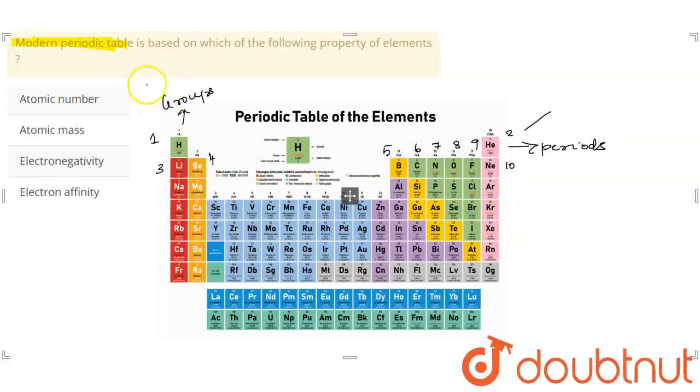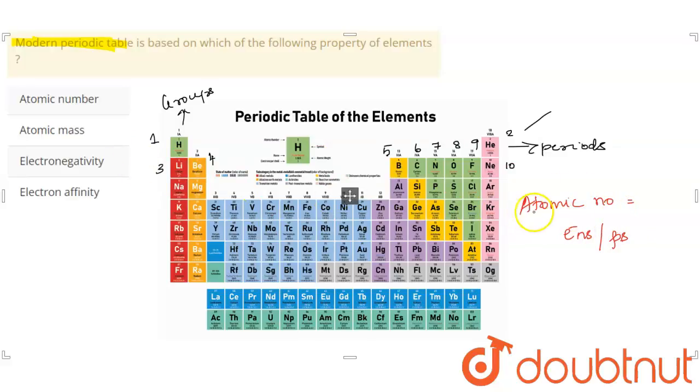So the modern periodic table is based on the atomic number property. They are arranged in the increasing order of the atomic number. Why so? First we have to know what is meant by atomic number. Atomic number is nothing but the number of electrons or the number of protons present in an atom. For example, if we take a lithium atom, it will have 3 electrons and also 3 protons.